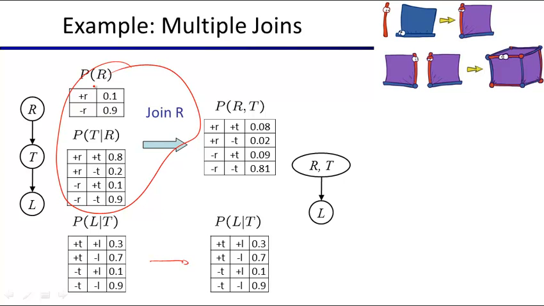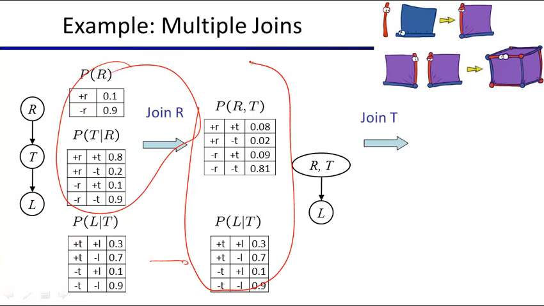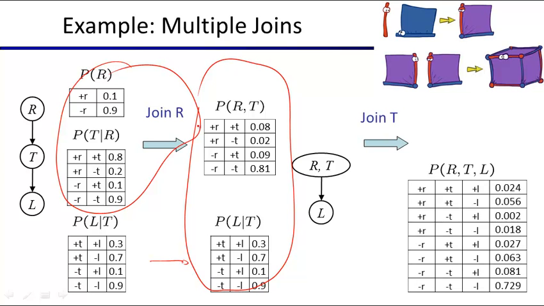Gives us a new structure of the BaseNet. At this point, we can again pick a variable to join on. Let's say we join on T. That means we pick all factors that we currently are working with that have T in them. That's all two of them. Now we join on those two to get a table over R, T, and L. What does it look like? Just build up by multiplying together the corresponding entries in each of these tables.